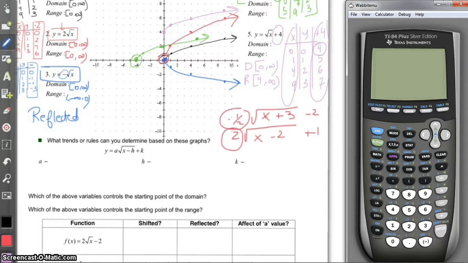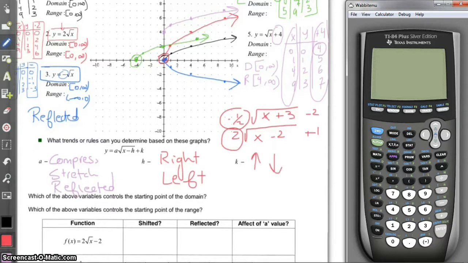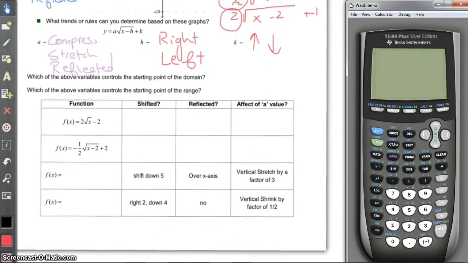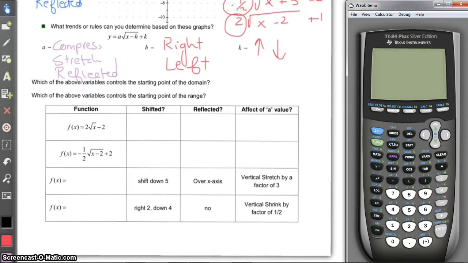usually tells you whether it's going to compress or stretch. And if it's a negative, it's going to tell you whether it's going to be reflected or not. The h, which is the number with the x under the radical, like a negative 2 and a 3, is going to tell you whether it's going to go right or left. And the k is going to tell you whether it's going to go up or down. Remember? Now, it would be a good time to pause the video and do the next example on your own. But before you do that, let's do some of the examples together.